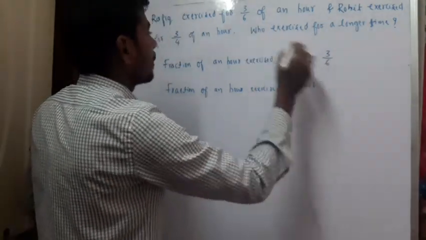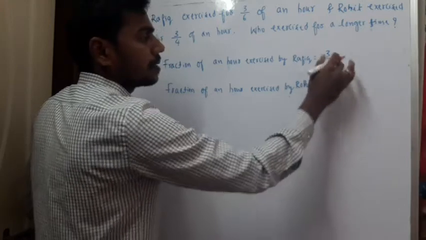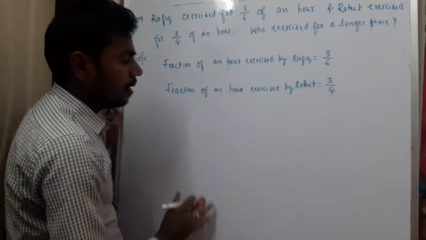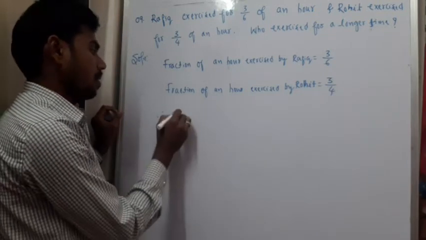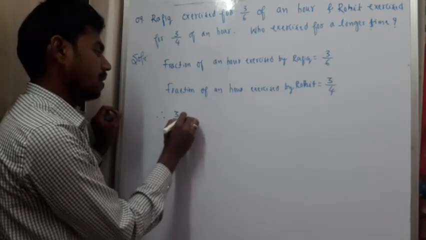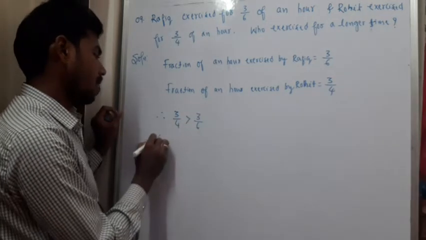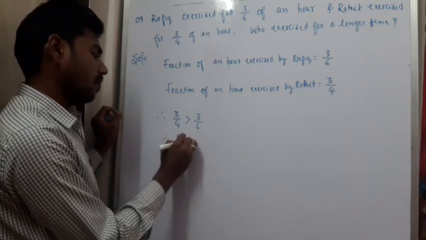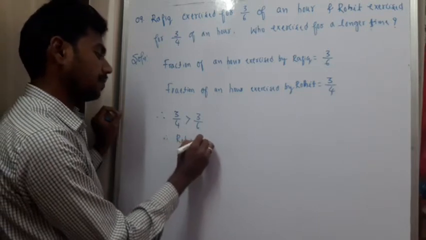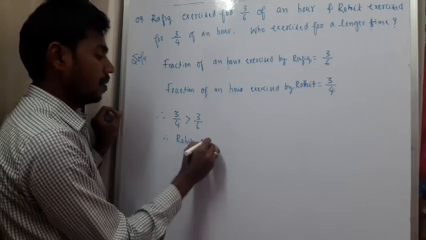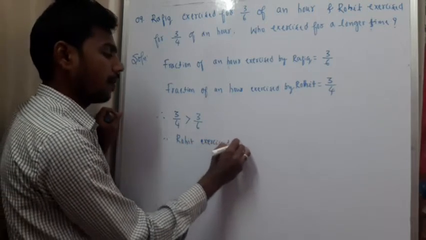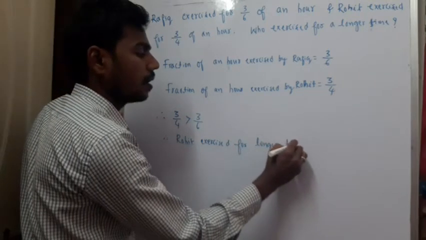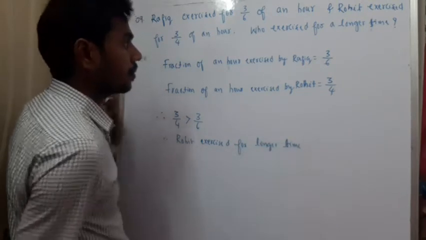How much? 3/4. Since 3 is same, compare the denominator. 4 is lesser, therefore 3/4 is greater than 3/6. What we can conclude? Rohit exercised for longer time. So please note this down.